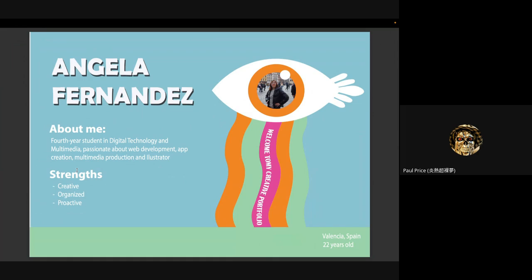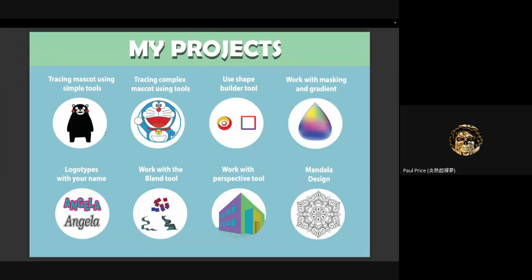Then we are going to see the next page. Over here, I wanted to show one of my projects. For example, I wanted to show that I have skills with Illustrator. So I put the projects that we've done in that class, like the first 2 mascots. Like I know how to use the shape builder tool, the gradient. I know how to do logotypes. I know how to use the blend tool, perspective, and mandala design. That's all.